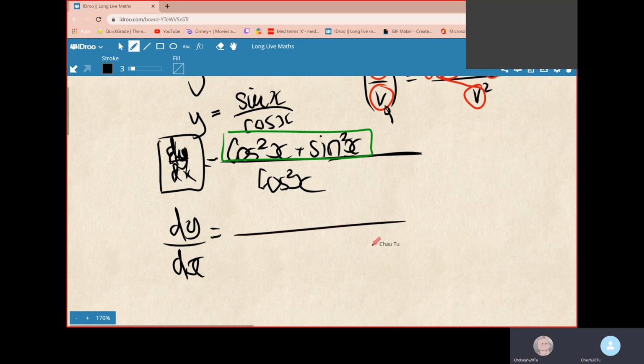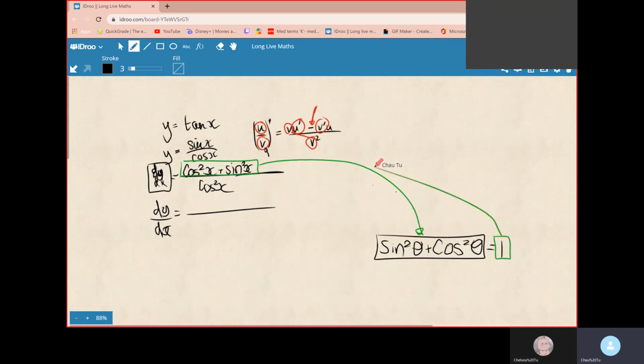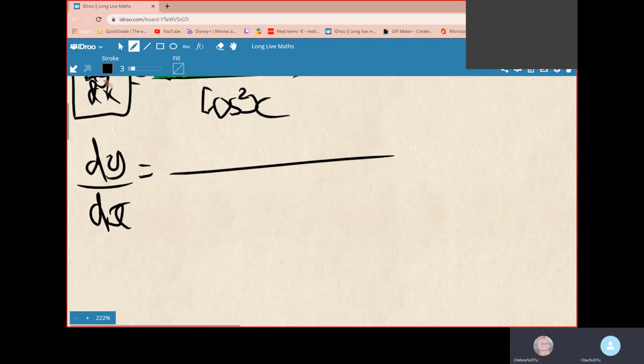All right. See that green box? Can you separate both of them? No. Wait. See that green box? Yes. The green box is the same as this, and this is the same as the number 1. So why not put the number 1 into that box? Oh, it's 1 over cos squared x.